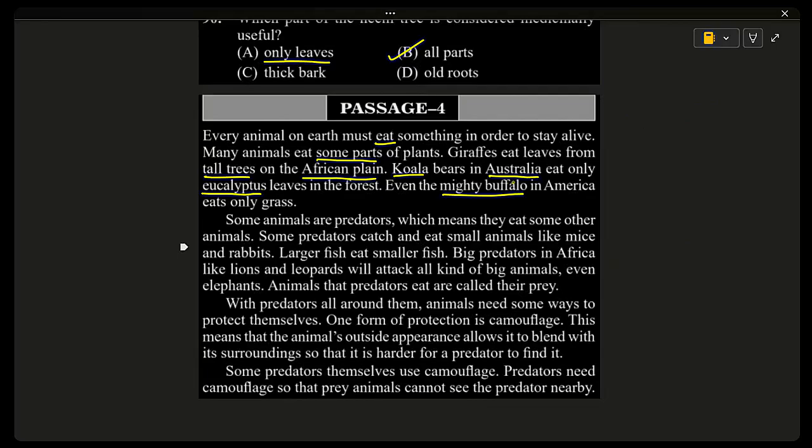Some animals are predators, which means they eat some other animals. Predators means they hunt the other animals and they are carnivorous. They eat the flesh of the other animals. Some predators eat.